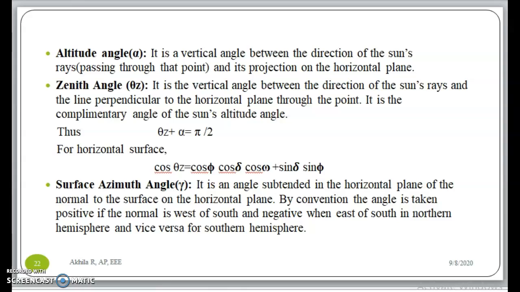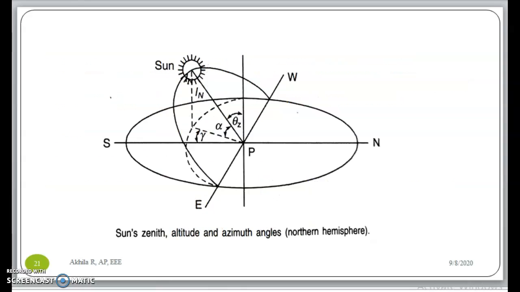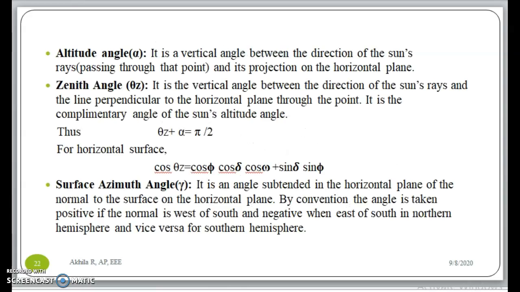Okay, let me show the azimuth angle once more. Angle subtended in the horizontal plane of the normal to the surface on the horizontal plane. So you can see this is your azimuth angle, this is your west east portion that is shown, so this is your south and north pole that is shown. So you can see the angle between this and this horizontal projection to the sun rays. Okay, so this much angles are defined with respect to solar energy, that is today we learned the tilt angle, altitude angle, zenith angle and surface azimuth angle.